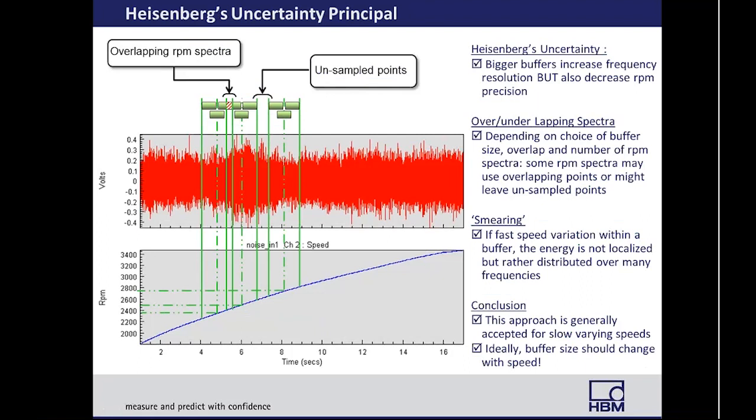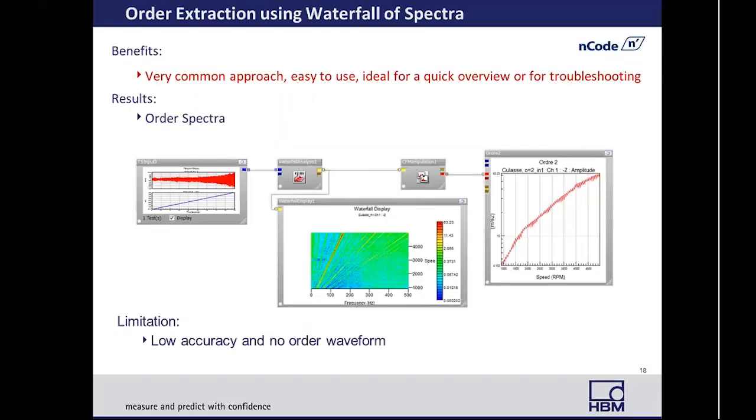There's a trade-off between frequency resolution and speed resolution. For instance, a larger buffer of data points will give a good frequency resolution, whereas a shorter buffer better accounts for speed changes. Ideally, it would be useful to have a large buffer size for low speeds and a rather shorter buffer size for high speed. So, waterfall-based analysis is a very common approach. It's easy to use, and it's ideal for a quick overview for troubleshooting. However, it's very low in terms of accuracy, and it produces no waveform, only spectra.